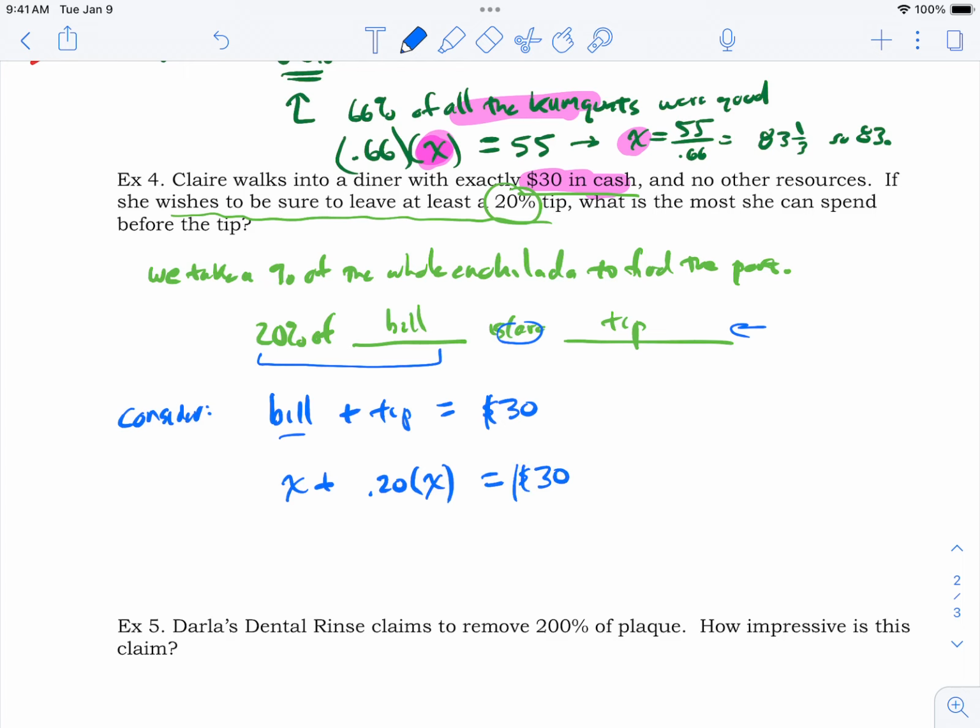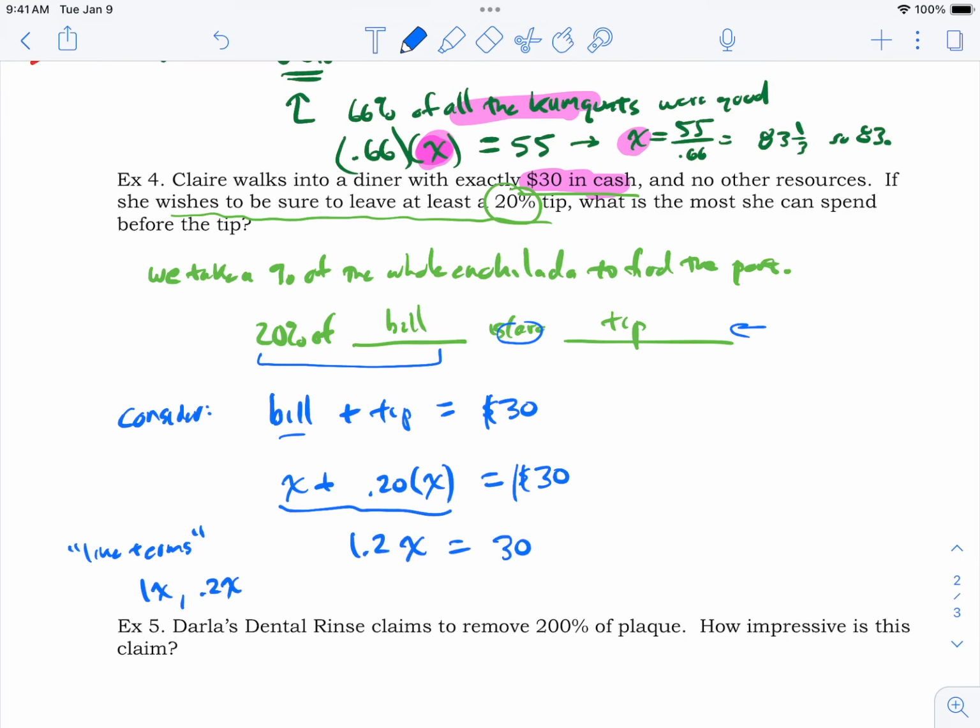Cool. There's our equation. It's only got an X in it, so we should be able to solve here. Now, the key to being able to solve this thing is to recognize that what I've got here is called like terms. And remember, like terms can be added and subtracted together. We have a 1x and we have a 0.2x. So if you add the 1x and the 0.2x, you get 1 plus 0.2 is 1.2. So you get 1.2 times x is $30.